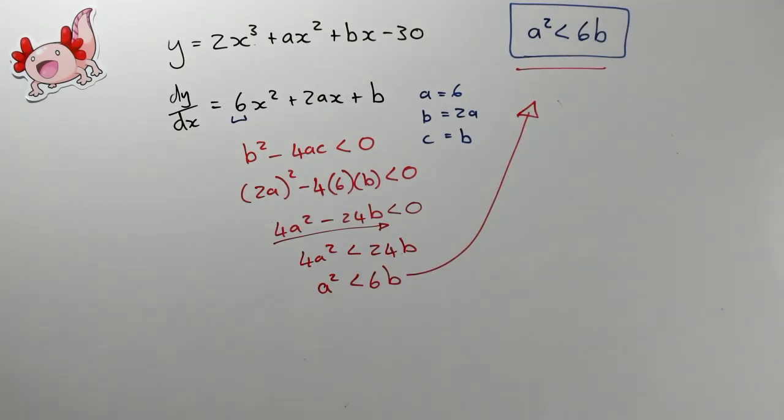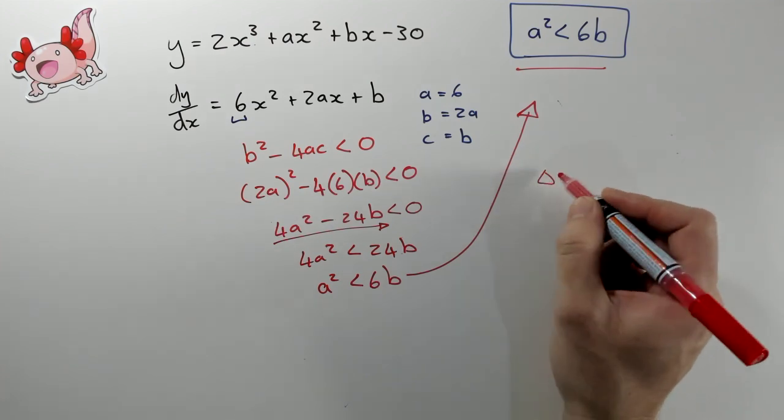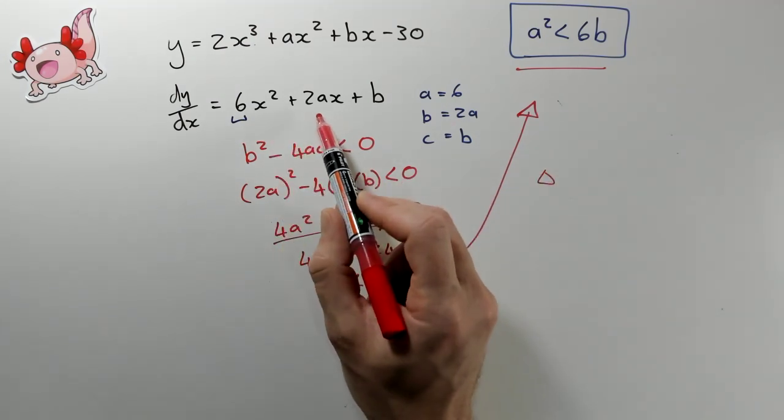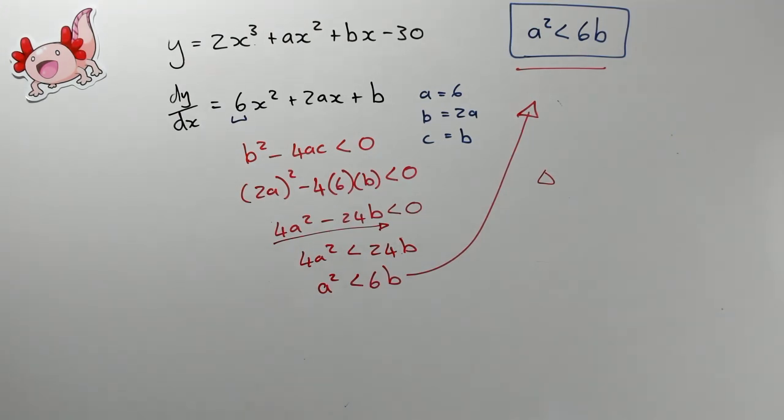So the trick here was remembering that the discriminant can be used on my derived functions. It's not just some arbitrary thing we learned a long time ago that has no use for us. It's actually very, very valuable in finding out whether functions have stationary points or not.